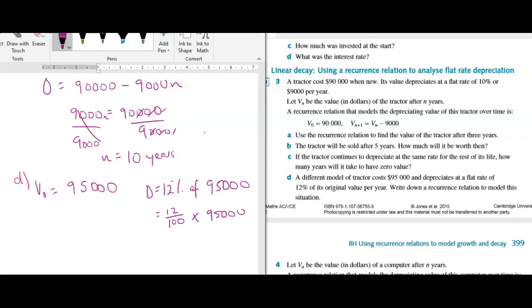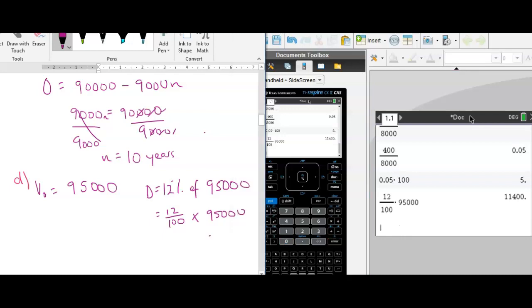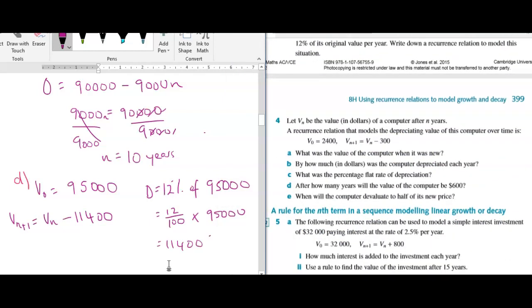So on our calculator, 12 over 100 times 95,000. So 11,400. So starting value V0, 95,000. You've got to always have your starting value in a recurrence relation. Vn plus 1 is equal to Vn, because we're depreciating, minus 11,400. All right, what's the next question? And that's it. Okay, let's move on to question 4.